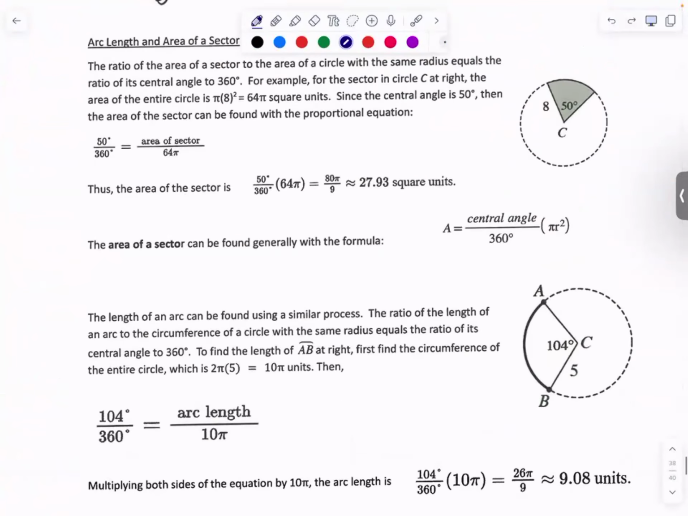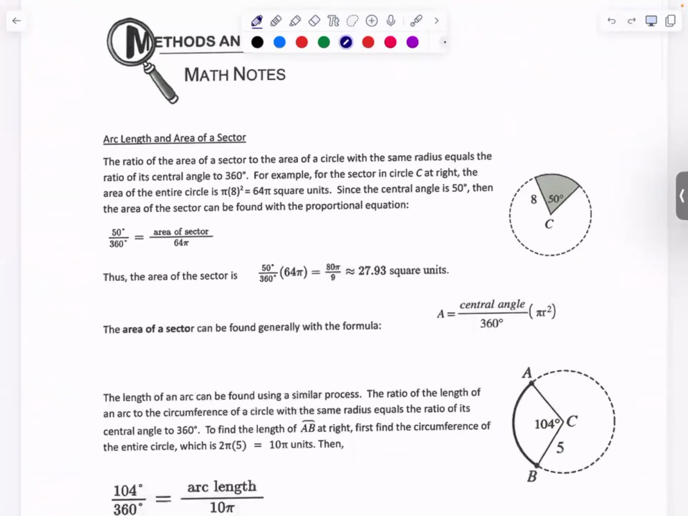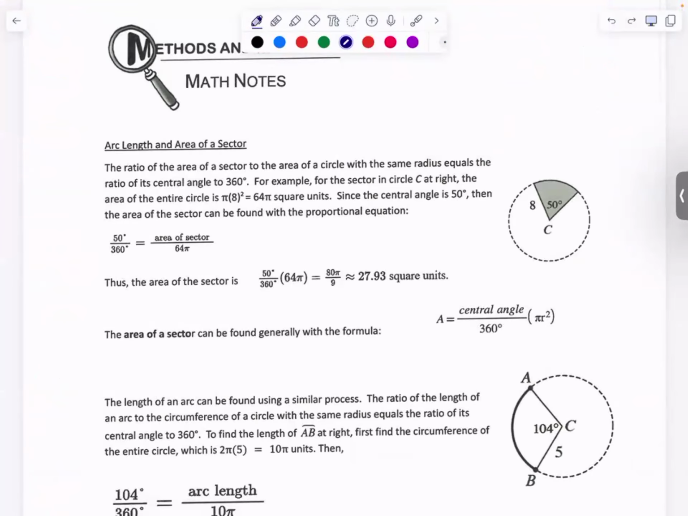Okay, so let's just wrap things up here. Just so you know, for arc length and sector area, you could just use ratios. If you know the central angle, divide by 360. That ratio is the same thing between the sector and the area of the circle, right? So we had Delta Math on that. You can just use that ratio to help you out, or you can make a formula, which is seen right there.